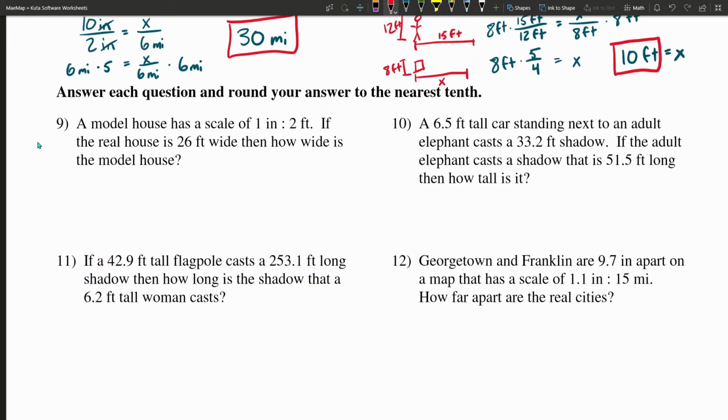Now in our next 4 problems, numbers 9 through 12, we're going to answer each question and we're going to round our answer to the nearest tenth. So same exact way we've been doing up above, except now we're going to be working with some decimals.